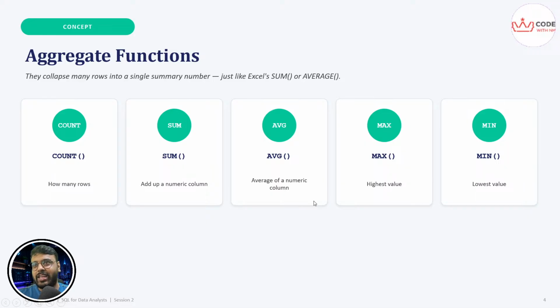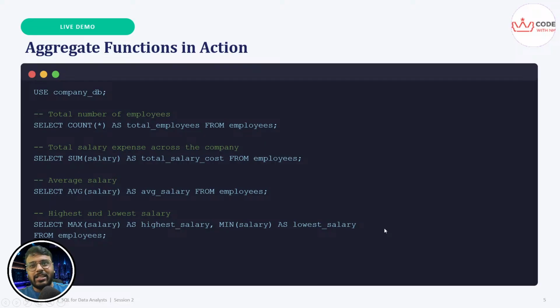Okay, let's start with aggregate functions. So what is it? Aggregate functions take many rows and collapse them into a single summary row. And it has many functions, like I've already stated: count, which will count how many rows; sum, average, min and max, which I think you already know. Let's jump directly onto Workbench and start executing queries one by one.